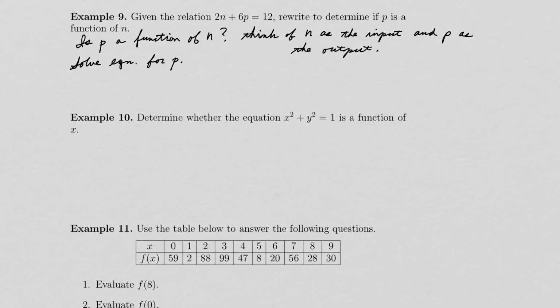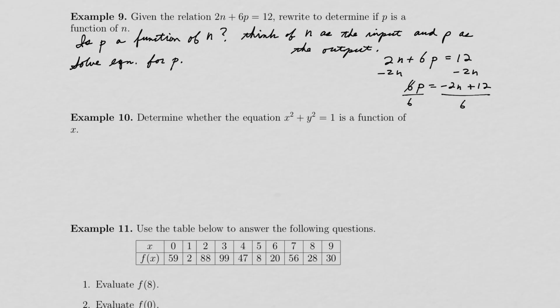Okay, so how do I do that? Well, here, I'll do it over here where I have a little more room. I just want to isolate the p. This is really just a linear equation. So I could subtract 12. Let's see. Nope, I want to subtract 2n from both sides. So I'm going to have 6p is equal to negative 2n plus 12. And then I want to divide both sides by 6.